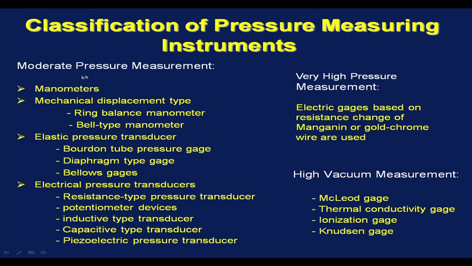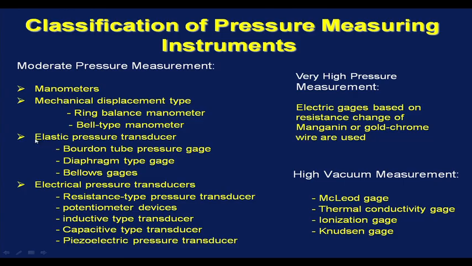There are various instruments available for measurements of moderate pressures, and you can classify them as follows. We have manometers, we have various types of manometers. We have mechanical displacement type pressure measuring instruments such as ring balance manometer or bell type manometers. Ring balance manometer and bell type manometers can also be clubbed under manometers.